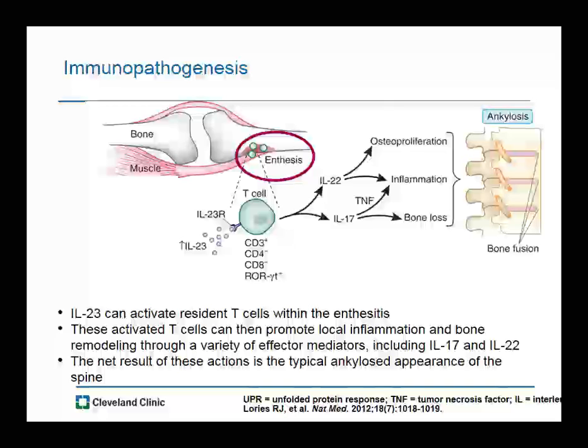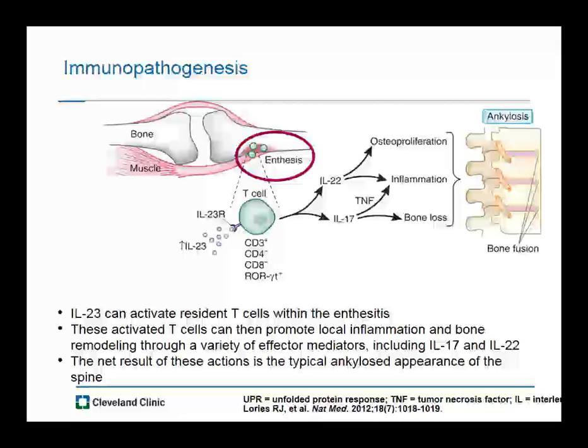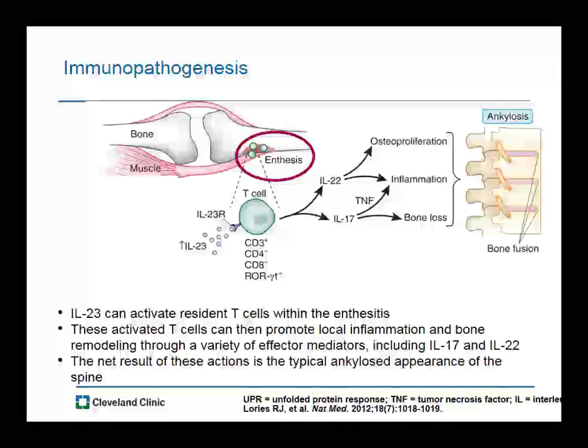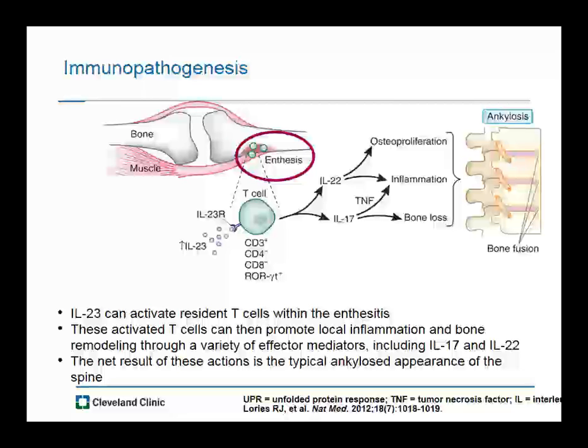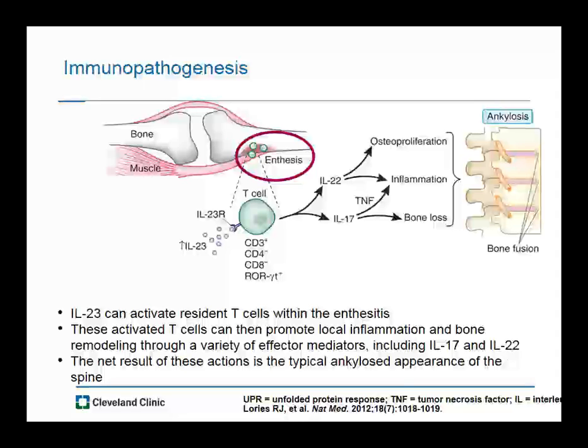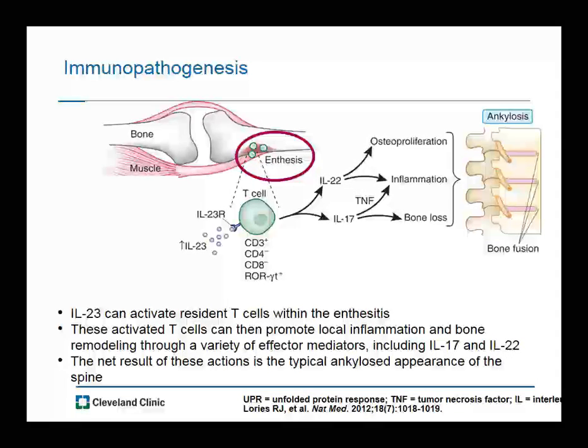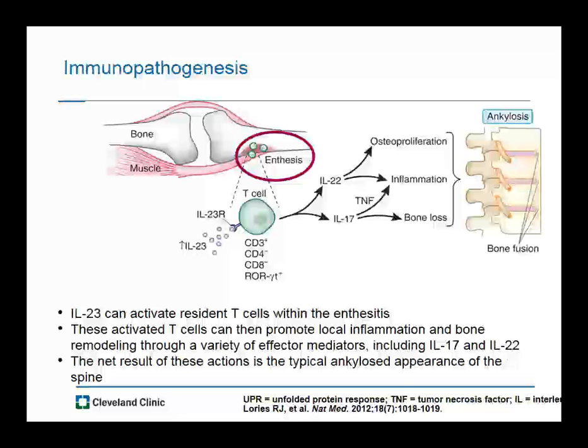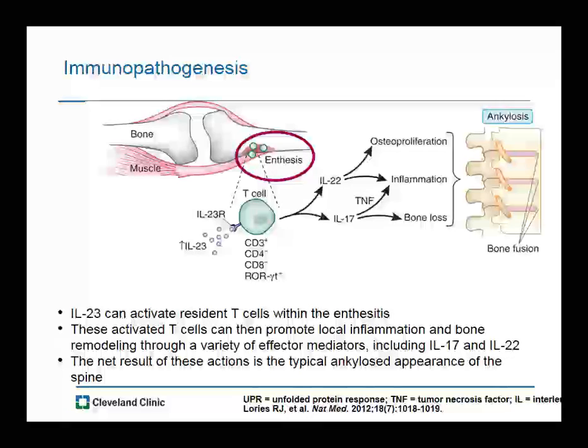So I think the biggest explosion is really our understanding of the immunopathogenesis in this, which is probably one of the more important slides for this morning. The focus has been in this enthesitis area where tendon attaches to bone, where there are these specialized T cells. These can be activated by IL-23, and these resident T cells can be stimulated and cause some local inflammation and bony changes. The T cells that sit in this specific area can then activate IL-22 and IL-17, which then leads to the clinical phenotype that we see in our office.